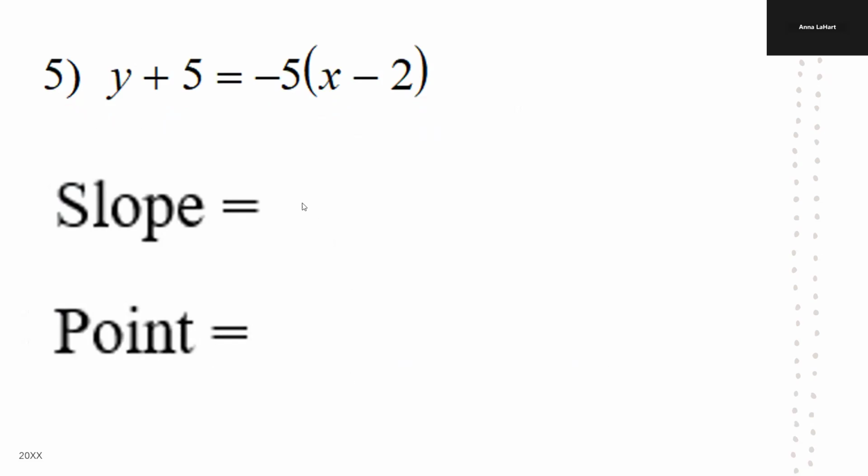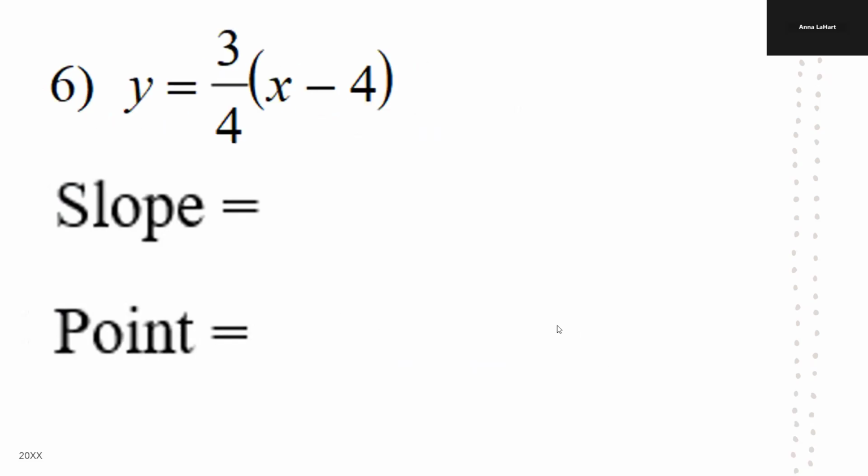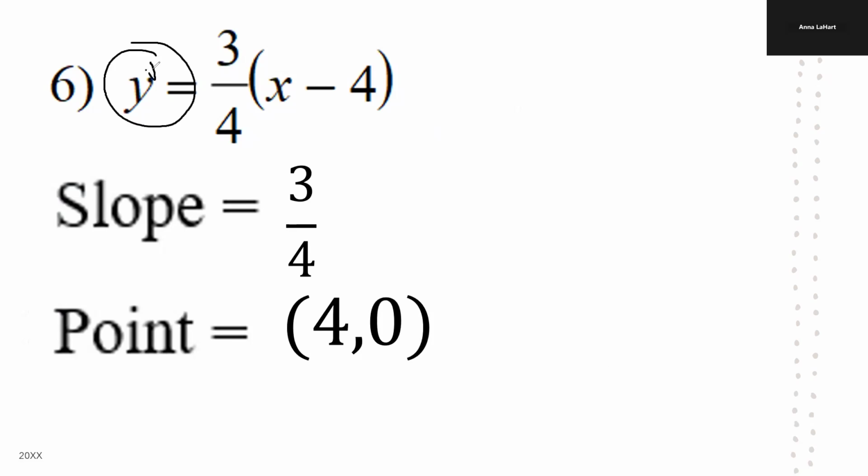3, 2, 1. Slope would be -5. Point would be 2, -5. Okay. This one right here, it would be +0. So it'd be 3/4 and 4, 0. Again, because there's nothing over here. So that's a +0, ladies and gentlemen.